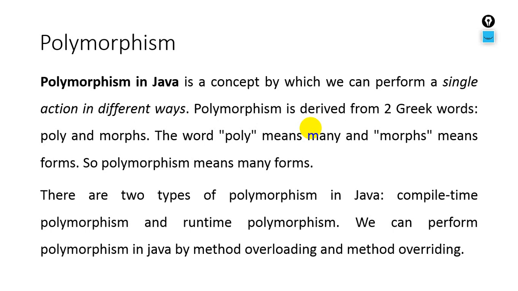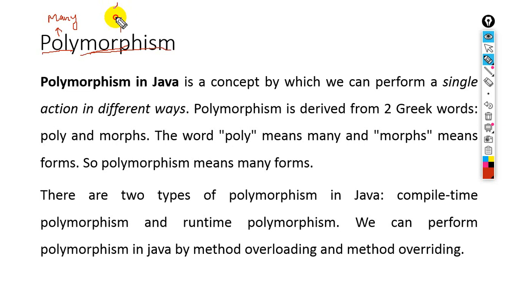So what is polymorphism? Polymorphism is a combination of two words: poly and morphism. This complete word has been taken from the Greek language. Poly means many, and morphism means forms.